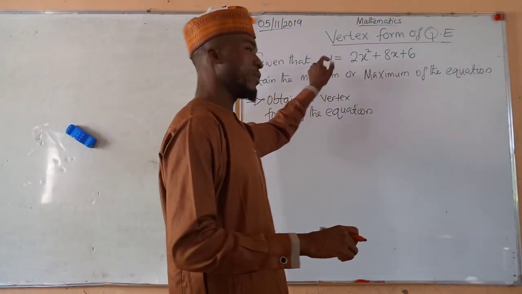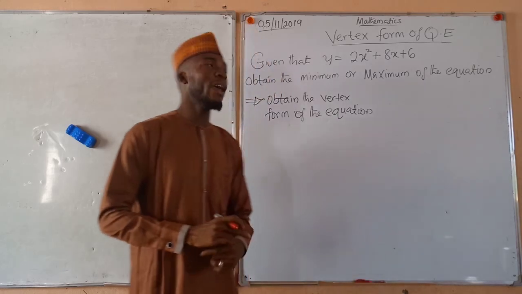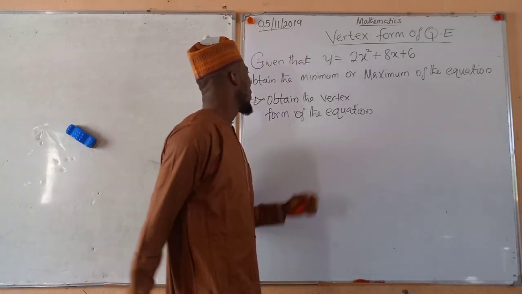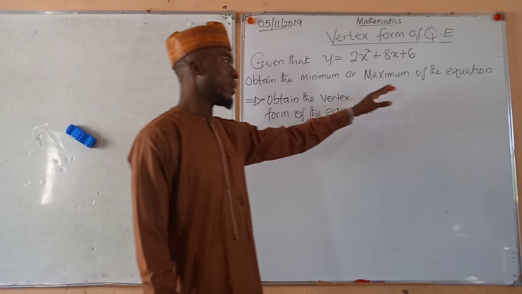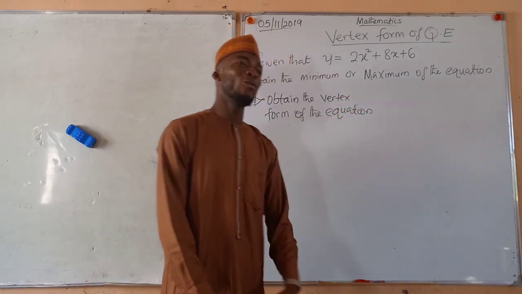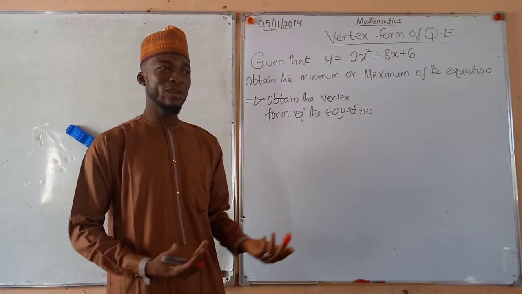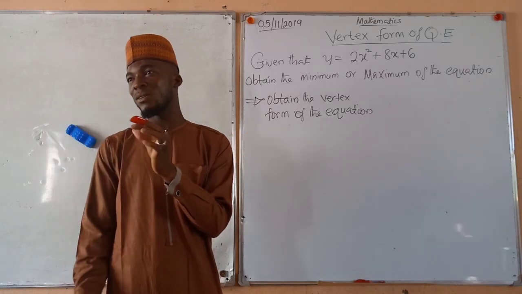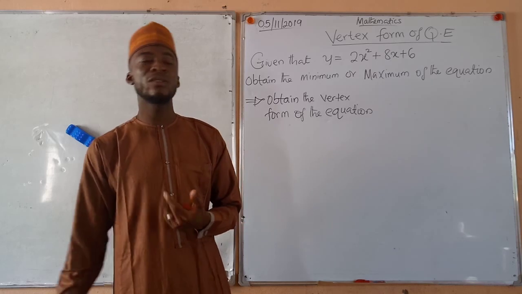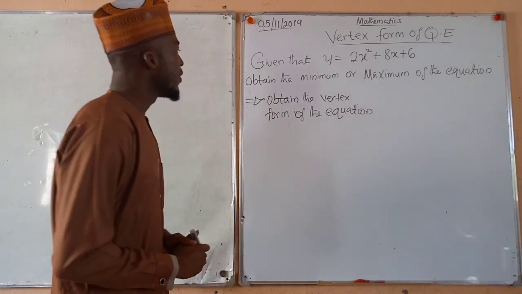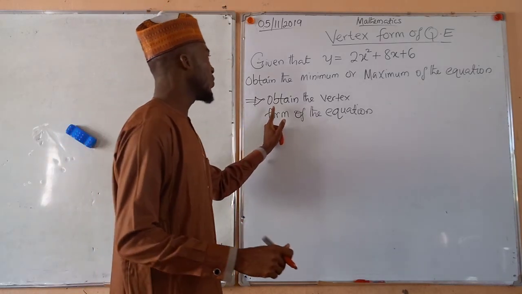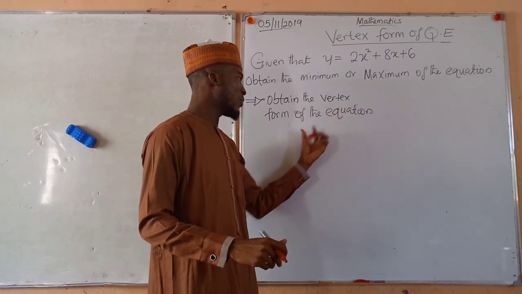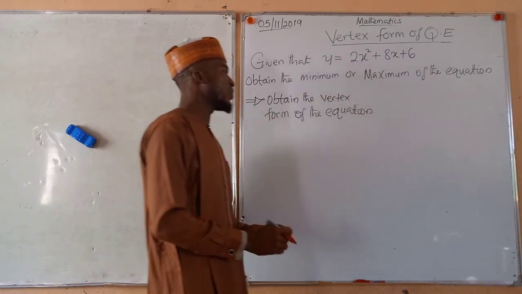Given that y is equal to 2x squared plus 8x plus 6, obtain the minimum or maximum of the equation. We all know what is meant by minimum or maximum: the highest value of y, which is the maximum, or the lowest value of y, which is the minimum. To do that, we first of all have to obtain the vertex form of this particular equation.